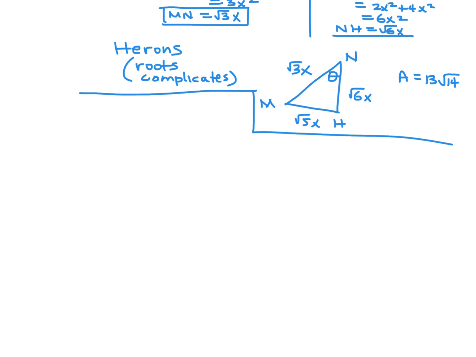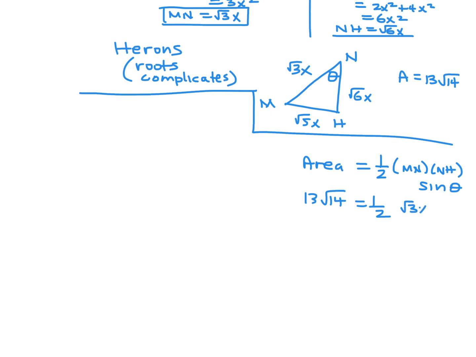So for example, if that's theta, then the area, you guys remember, right? How to figure out the area with trigonometry. It would be 1/2, in this case, MN times NH sine theta. Okay. And, well, 13 root 14. MN is root 3x. NH is root 6x. And then we don't have sine theta. So I've got to figure out what sine theta is. And once I have sine theta, hopefully if I have a numerical value, then I can figure out the value for x, which is, I think, what they want. No, they want the side length. And the side length is 2x. But first, of course, I'd have to figure out x. So let's concentrate on trying to figure out sine theta.